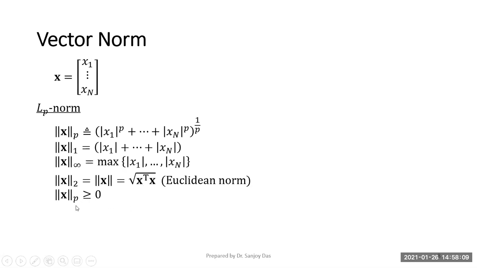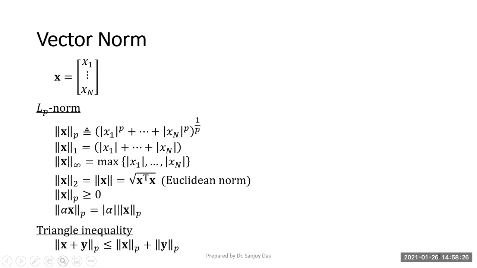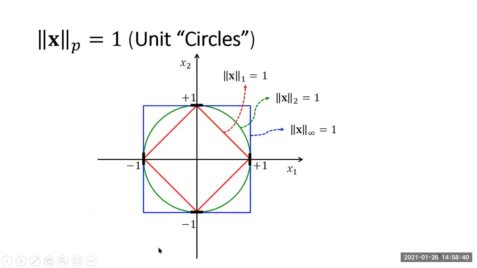It can be seen that for any p, the LP norm is always greater than or equal to 0. Now, LP norm of alpha times x is equal to the absolute value of alpha times the LP norm of x. Triangle inequality: the LP norm of the sum of two vectors, x plus y, is less than or equal to the LP norm of x plus the LP norm of y. This is an illustration of the LP norms for p equals 1, 2, and infinity.